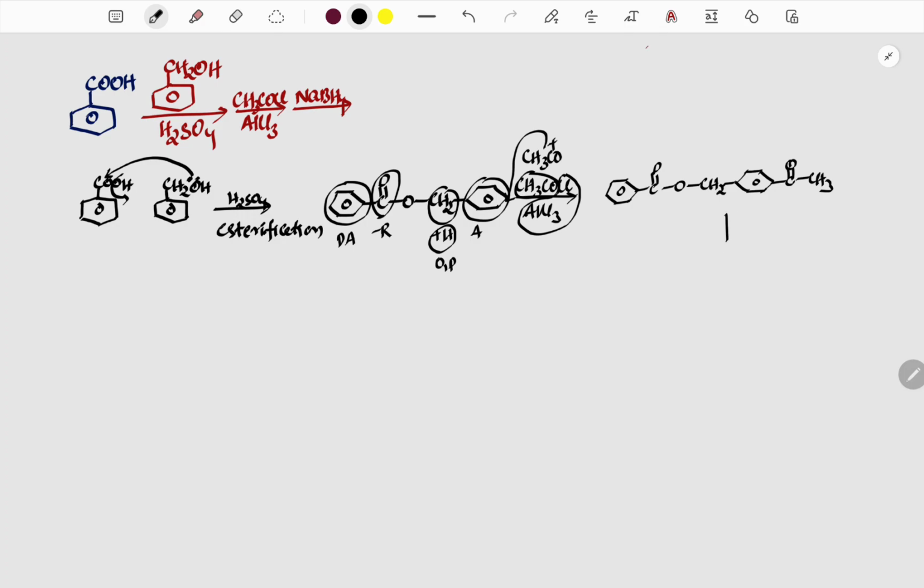Now this product is treated with NaBH4. NaBH4 is a reducing agent, and here we have two functional groups: one is a carboxylic ester and one is a ketone. The carboxylic ester cannot be reduced, but the ketone will be reduced through nucleophilic addition, and finally gives the corresponding product like this.